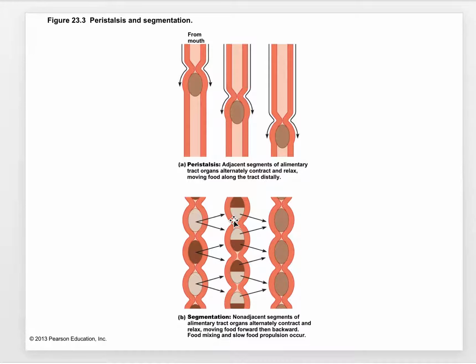And there's the other activity called segmentation. This is when you have non-adjacent segments of the alimentary tract organs alternately contract and relax. And this has a result of moving food forward and backward, and this helps mix food. You can see this in the stomach when you want to mix food with acid, or in the intestines when you want to mix food with the different enzymes to break down the food, like lipase and amylase, to try to get a thorough mix of the food and the digestive enzymes.